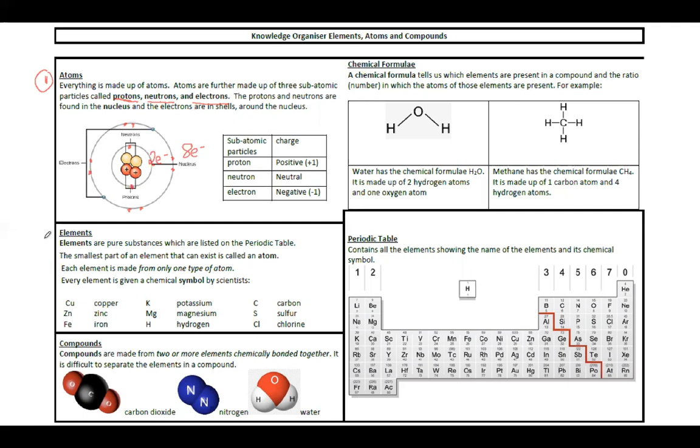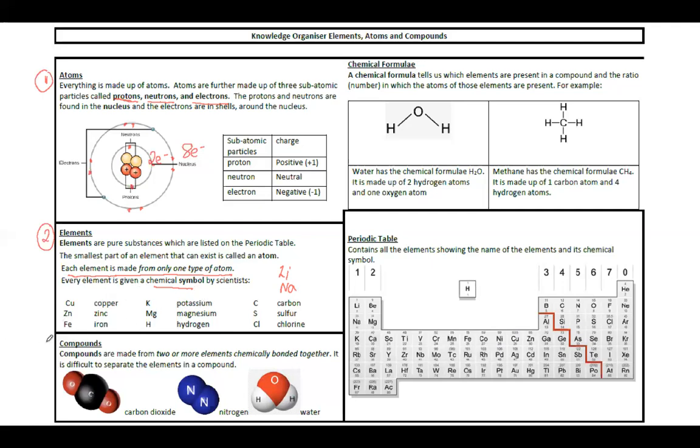You would have then had a look at elements, and if you remember, each element is made from only one type of atom. The periodic table is made up of elements, and the elements that you see on here are the same type of atoms joined together. For example, lithium will only have lithium atoms. Sodium will only be made up of sodium atoms. Elements also have chemical symbols, which we can see on the periodic table. For example, copper is Cu, zinc is Zn, etc.